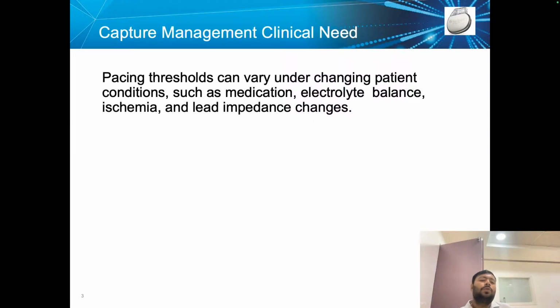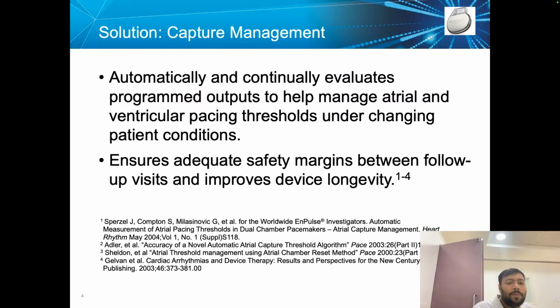Before stepping into the topic, I'll just give the overview. What is the clinical need for capture management? In older days, in the older generation of pacemakers, we had SSIR and SSI pacemakers. During that time we did not have these fancy algorithms. The device will pace and the device will sense, and it will work like a demand mode. So what is the exact need for capture management? I'll show it in the upcoming slides.